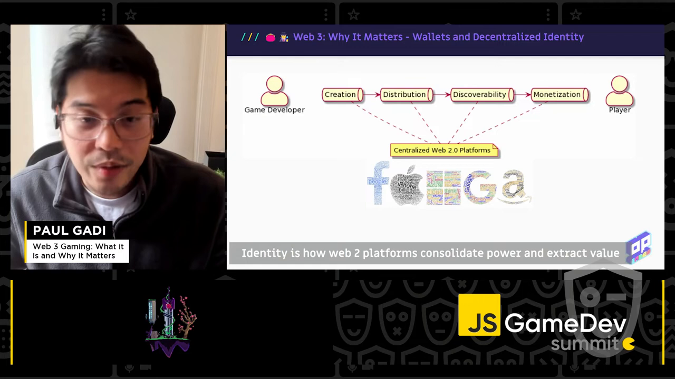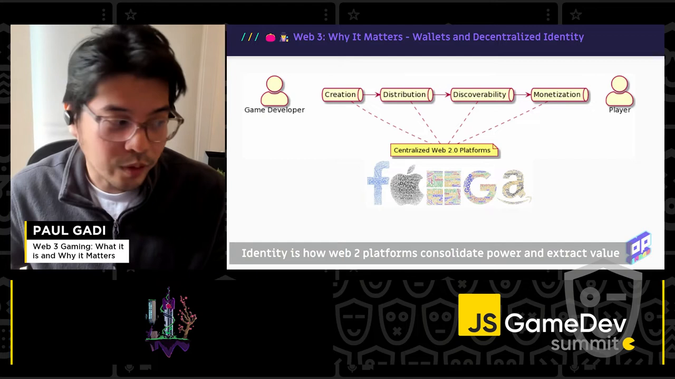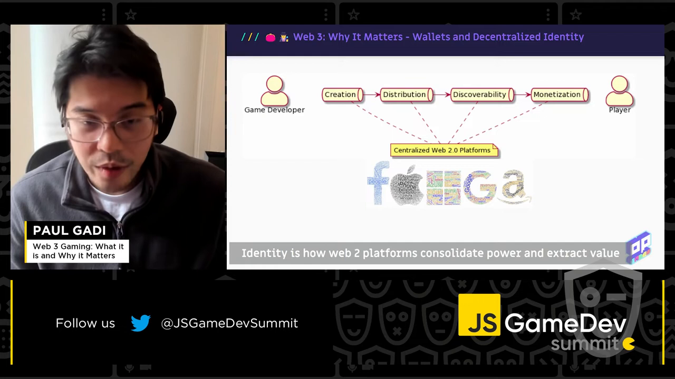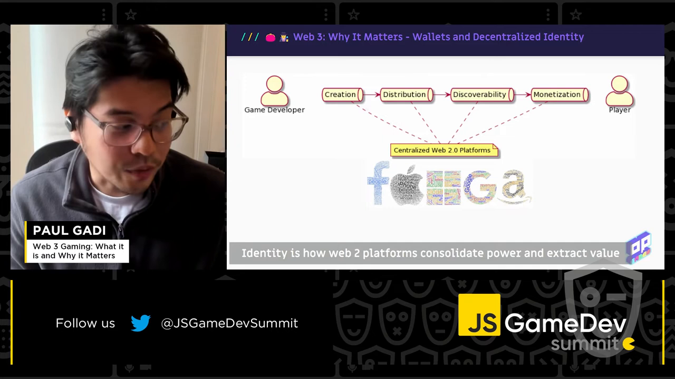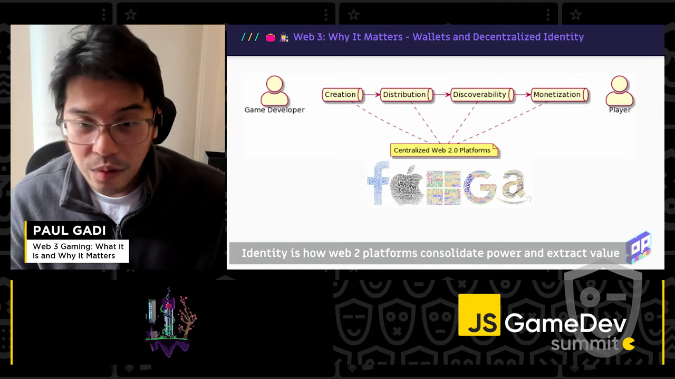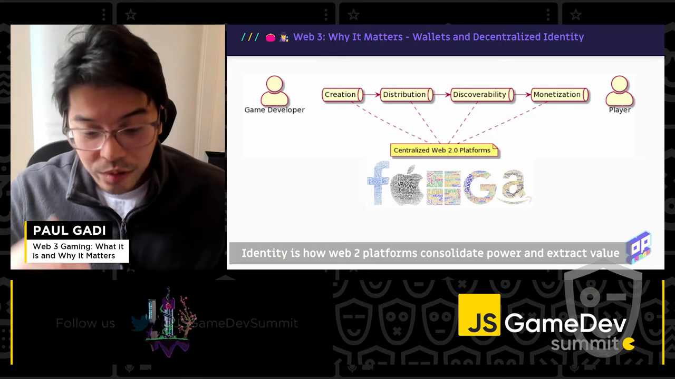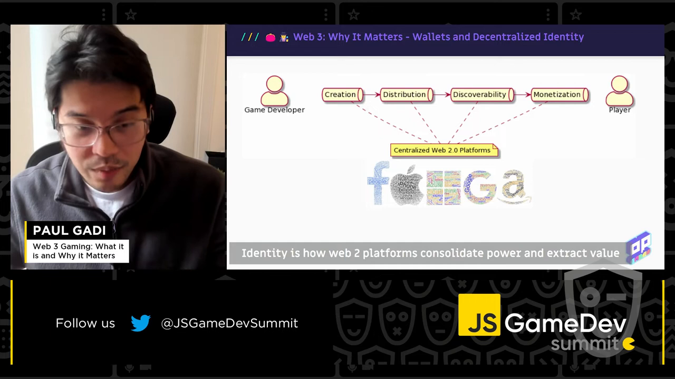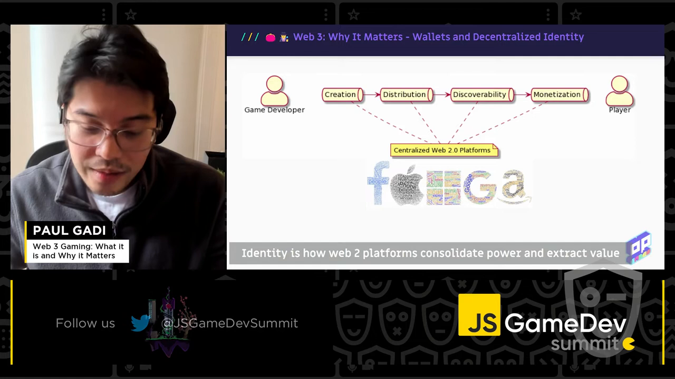And currently, identity is how Web2 platforms consolidate power and extract value from the current services out there. So imagine your journey as a game developer, for each step of making a game, from creation to distribution, discoverability, and monetization. Most of the time, you'll have to go through a Web2 centralized platform. From creation to distribution, you'll need a server from Amazon. For discoverability, you'll have to go through the app stores. You'll need to go through an ad network. And to monetize, you'll have to go through the app stores again. So at every step of the process, it's always been an extractive process for game developers. And that has defined the kind of games that we're making.